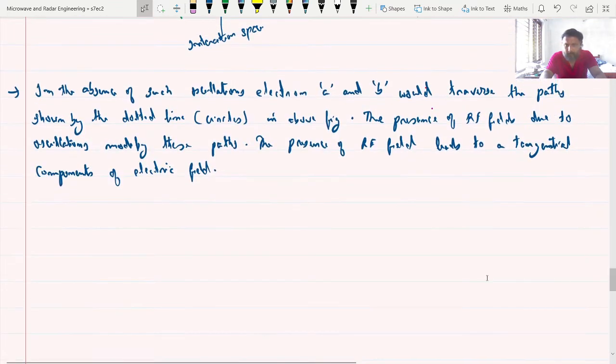Okay, so as I told you, in the absence of such oscillation, the electrons A and B would traverse the path shown by the dotted lines, that is, the circle in the figure. The presence of the RF field due to oscillation modifies this path. The RF field leads to a tangential component of electric field. So this figure is nothing but the pi mode figure. Okay, keep in mind.